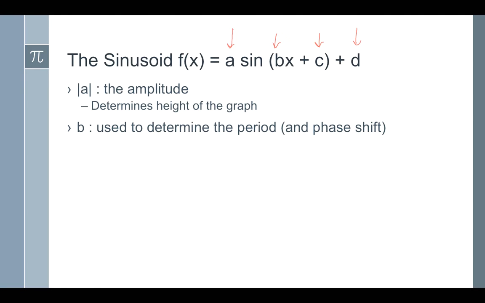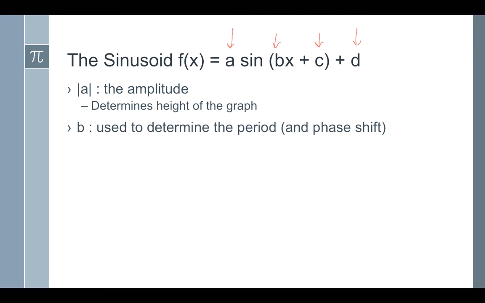The B value is used to determine both the period and the phase shift. Phase shift to come later. Don't worry about that just a second. But right now we're going to use B to find the period of the sine function.